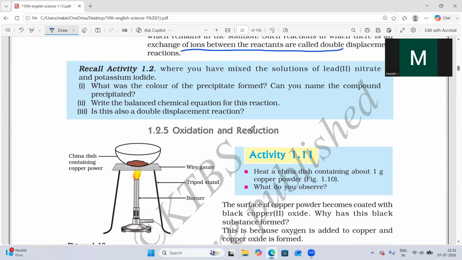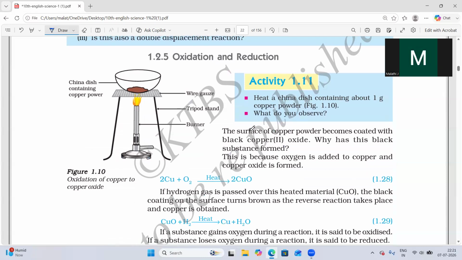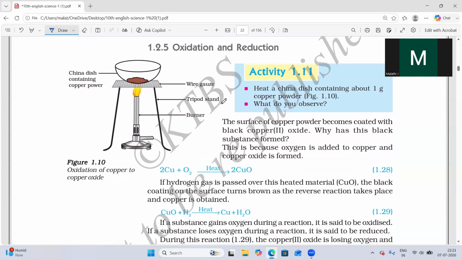Then finally, a simple topic in this chapter on chemical reactions and equations is oxidation and reduction. As you know, what is oxidation? Oxidation is nothing but addition of oxygen. So in these reactions, addition of oxygen takes place. Not only addition of oxygen, it can also be removal of hydrogen.